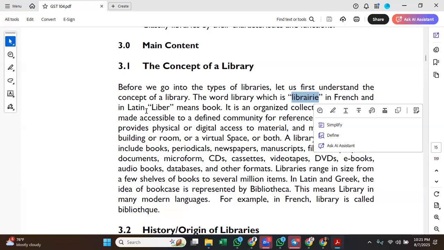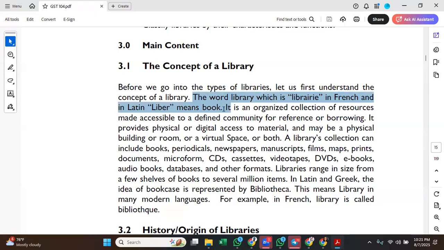The Latin word liber means dash. You see, this statement alone, about 3 to 4 questions do come out on it. One of the questions is: the word dash, which is library in French, and in Latin, liber means book. That will be the answer, library. In another case, we will ask: the word library means dash in French. Library.